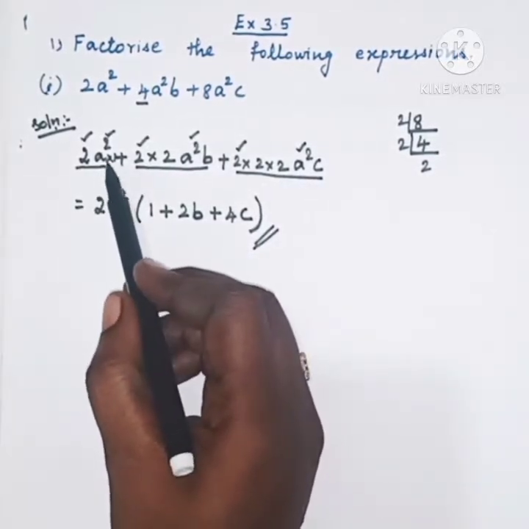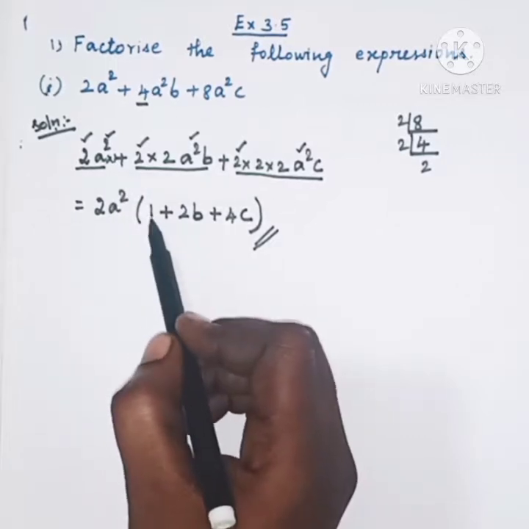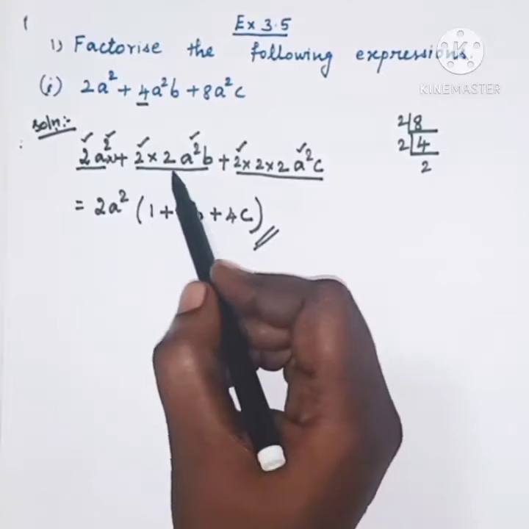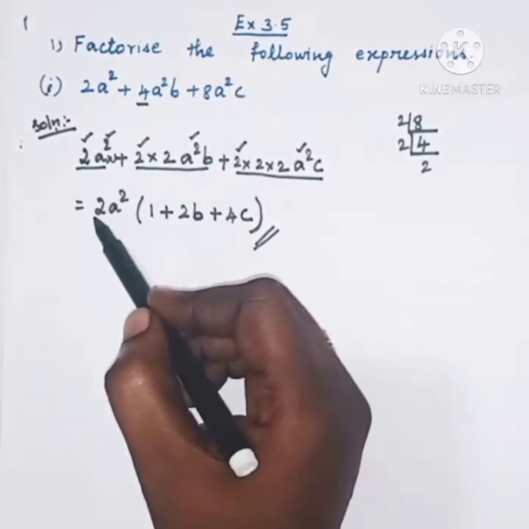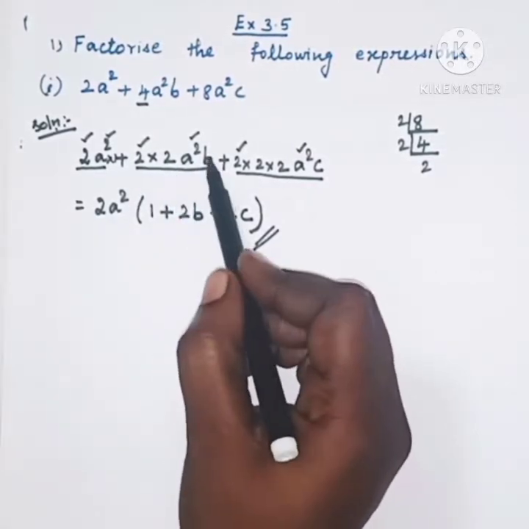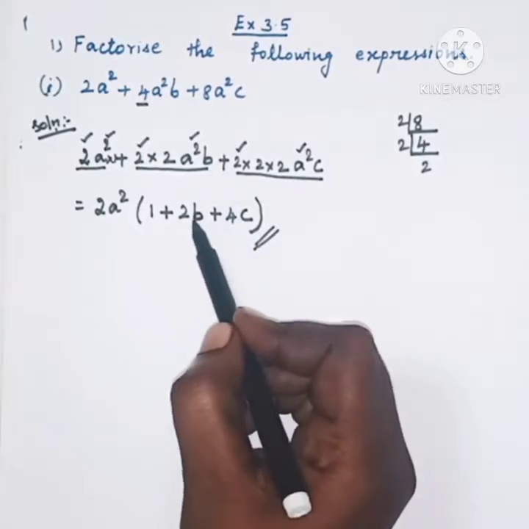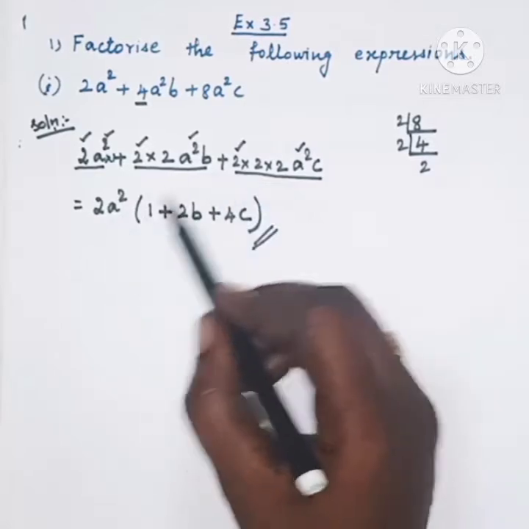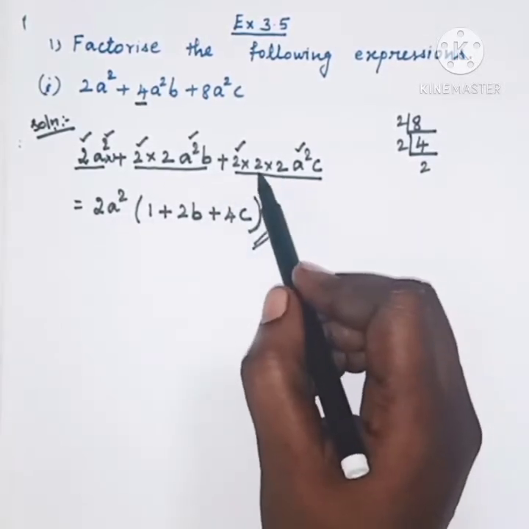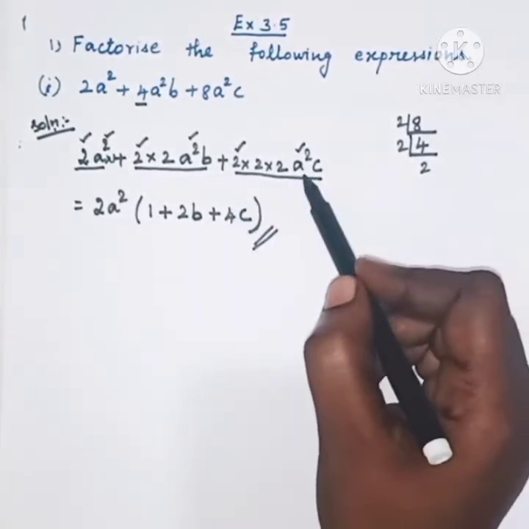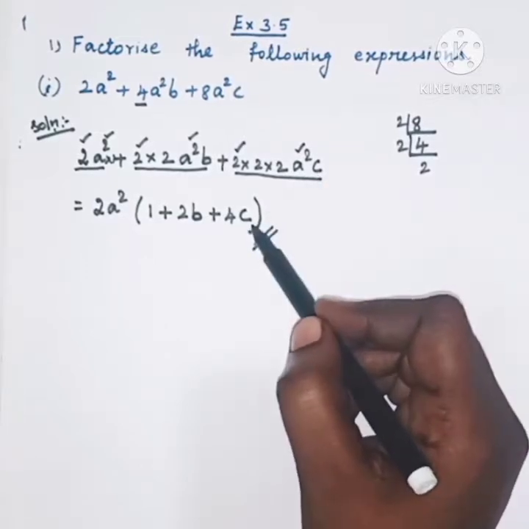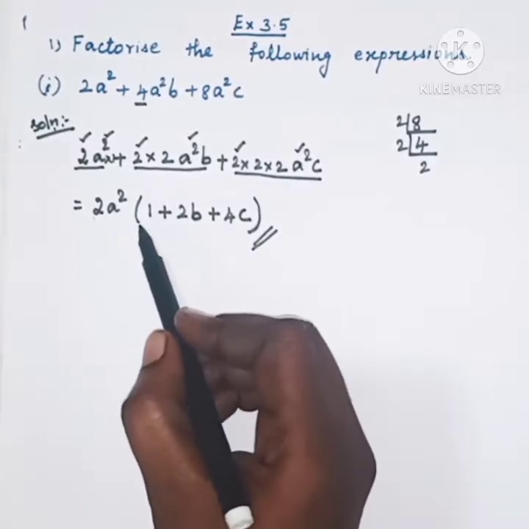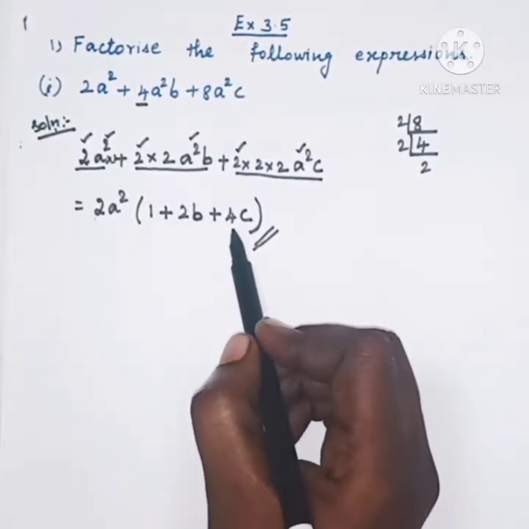So the remaining term in the first term is 1, and put the plus symbol. In the second term we took 2a square outside, so the remaining term is 2 into the remaining variable b, 2b plus. In the third term we took 2a square outside, so the remaining terms are 2 into 2, 4, and the remaining variable c. So the answer is 2a square into 1 plus 2b plus 4c.